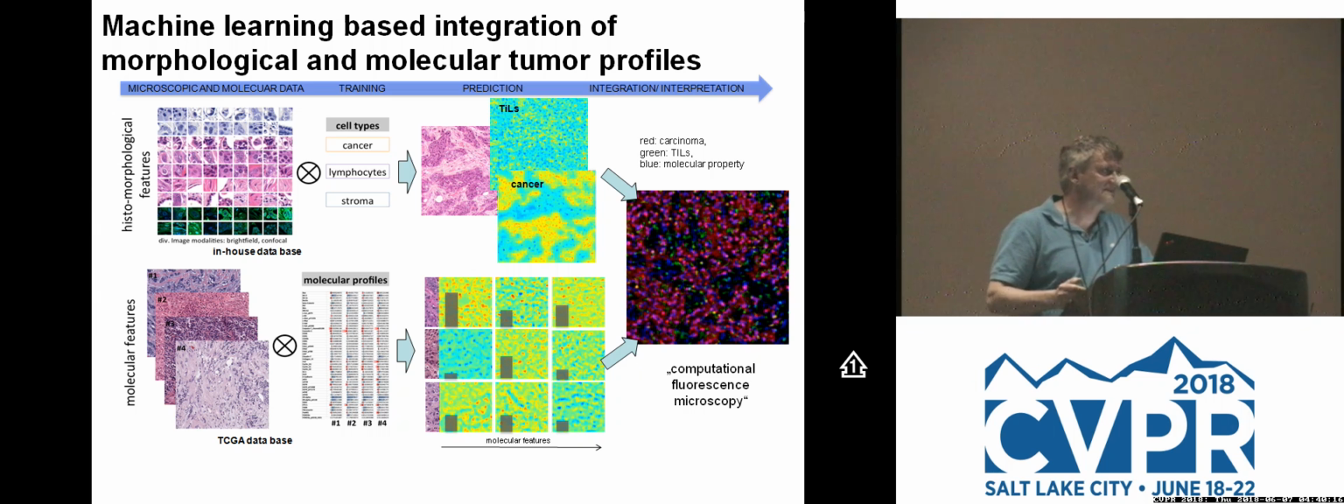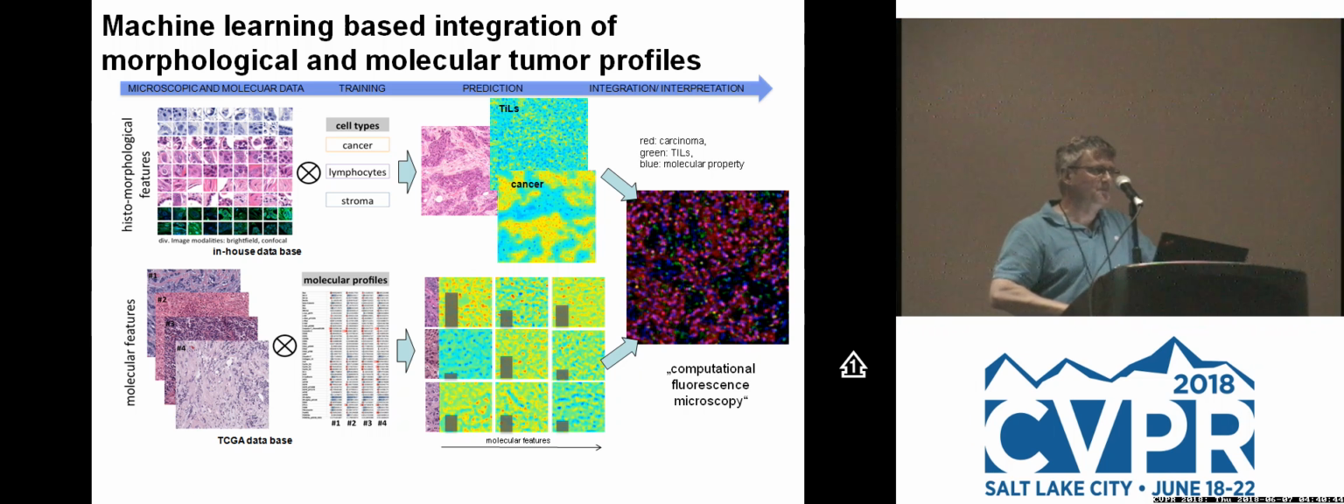And of course, since we have our method, we can go back and for every molecular feature, we can create these maps. And then we can put these maps from the pathological side together with the molecular side. And we can create some pictures that we would call computational fluorescence microscopy.